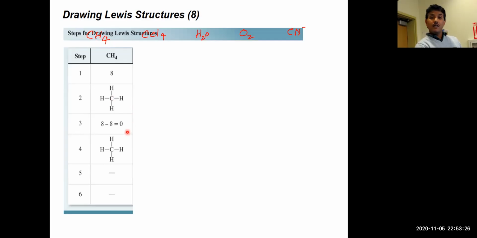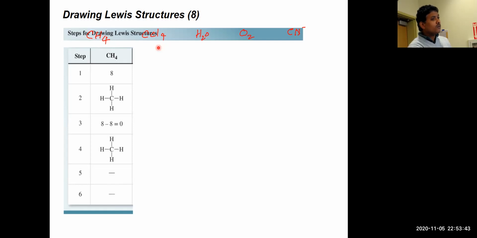In step 3, you count how many electrons you used for bonding. You used all 8, so no more electrons. So you don't really have to worry about steps 4, 5, and 6, right? There are 6 rows in total, so we are good. Next problem is CCl4.